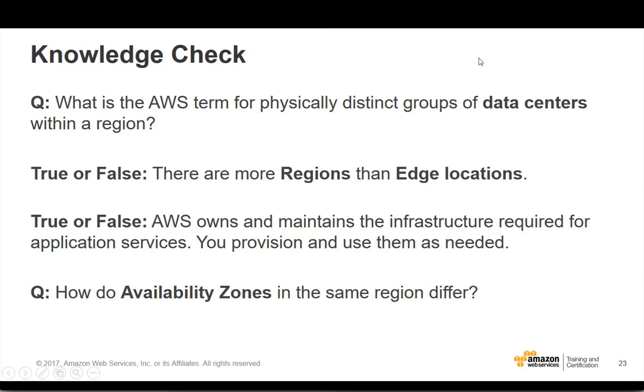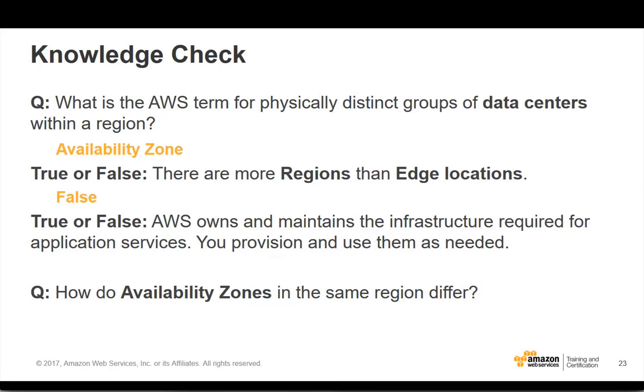So what is the AWS term for physically distinct groups of data centers within a region? I'm hoping you know the answer to that, and that is availability zone. You all got that right? Yeah? True or false? There are more regions than edge locations. What do you think? That's going to be false, isn't it? Many more edge locations than there are regions.